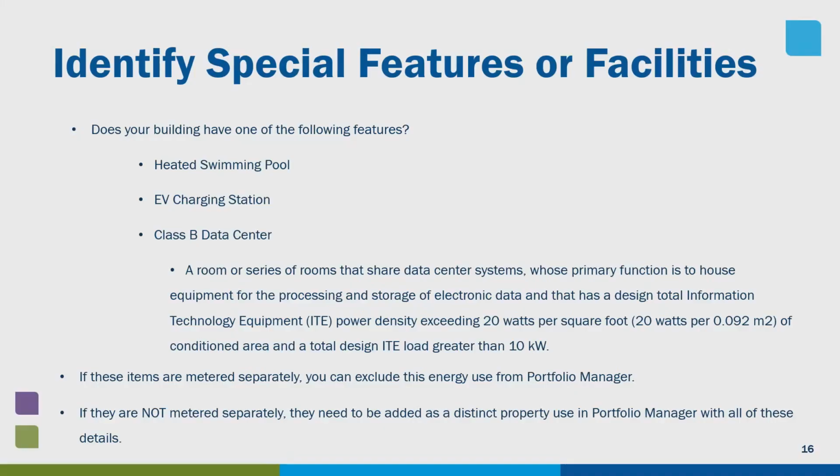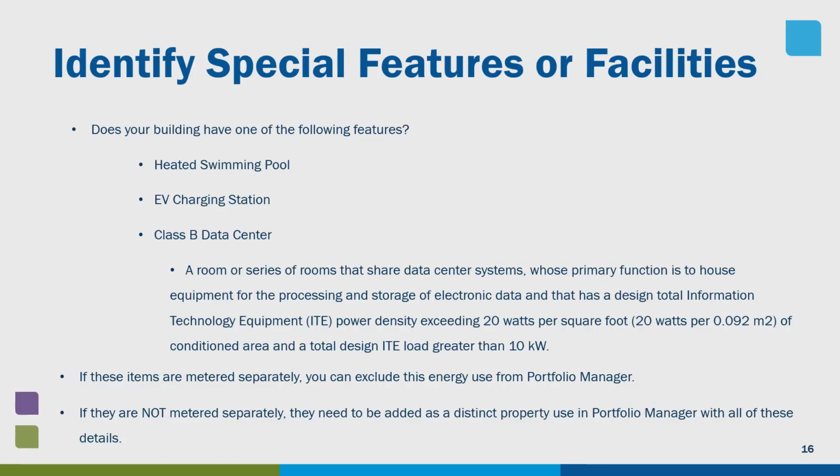Number 5. Identify special features or facilities that exist. Does the building have a heated swimming pool, EV charging stations, a data center? Is this feature or facility metered separately? If these items are metered separately, you can exclude this energy use from Portfolio Manager. If they are not metered separately, they need to be added as a distinct property use in Portfolio Manager with all of these details.